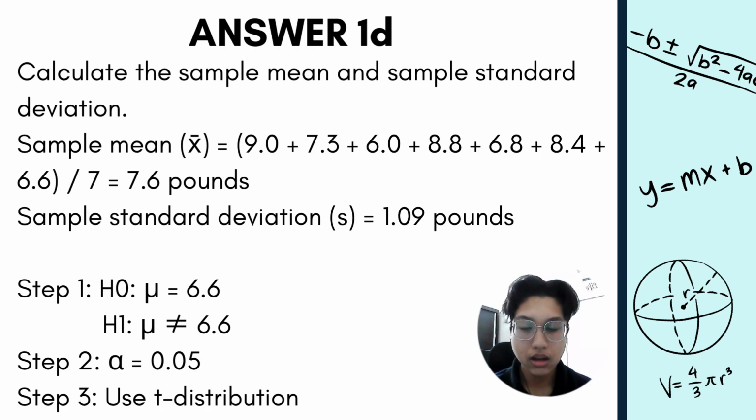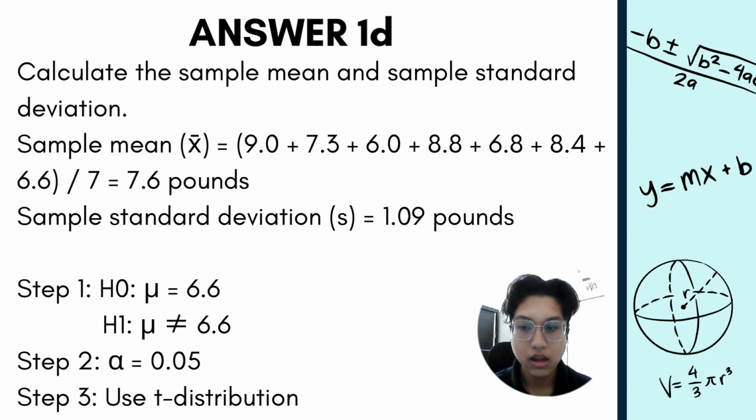For the sample mean, we add all the values and divide by 7, and we get 7.6 pounds. And then we calculate the sample standard deviation and we get 1.09 pounds. For this question, we have 5 steps. Step 1, we write H0, the mean is equal to 6.6, and H1, the mean is not equal to 6.6. Step 2, we write the significance level, 5%, which is 0.05.